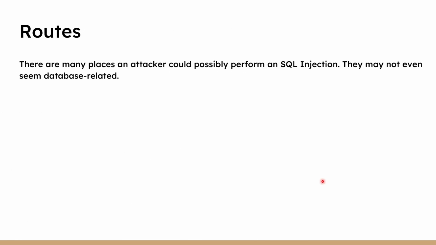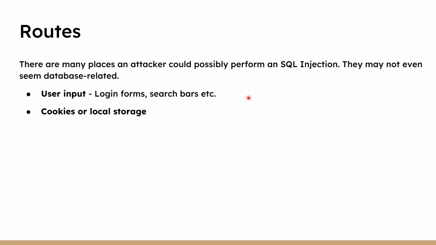So there's many kinds of routes that an attacker could use to perform an SQL injection. They might not even seem database related at first, but there's quite a few. The classic example is a user input, like a text input on a form. It's the most obvious one, but there's a few less obvious ones, like cookies or local storage. They could always just modify that. If it's used in an SQL statement, they could just modify those.